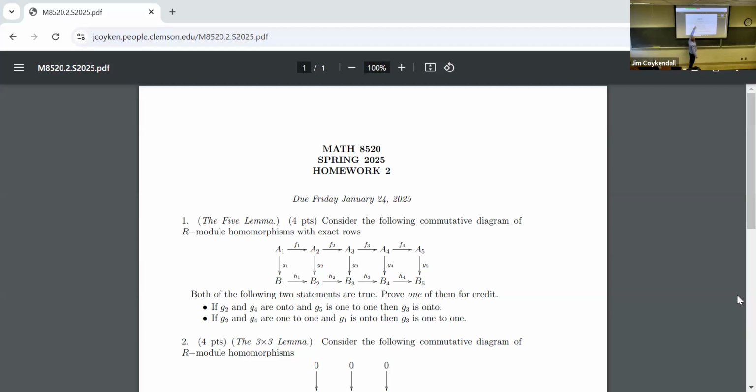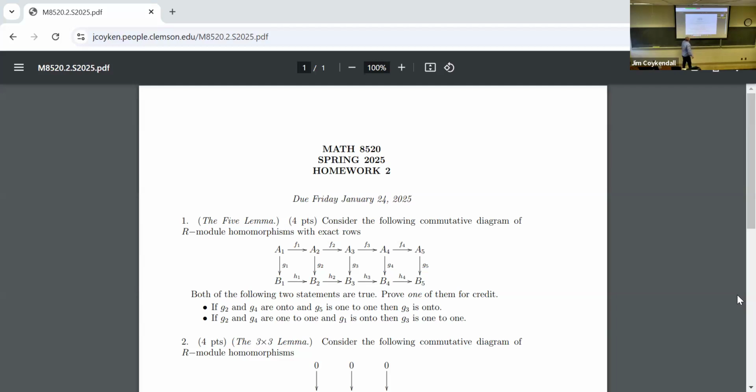Commutative diagram means if you start anywhere in here and you go this way, it's the same as going this way when you compose the functions. So you get the same answers any way that you go. And of course, the exactness means the image of this is equal to the kernel of this, the image of this is the kernel of this, etc.